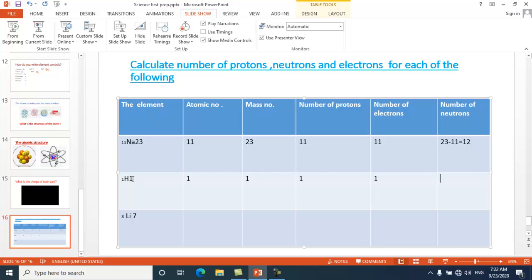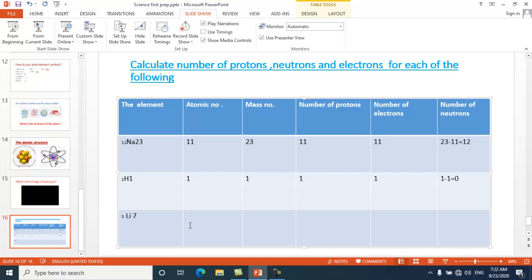The mass number minus the atomic number. So 1 minus 1 equals what? Equal 0. This element, hydrogen, has no neutron. No neutrons inside its nucleus. Hydrogen is the only element that has no neutrons inside its nucleus.